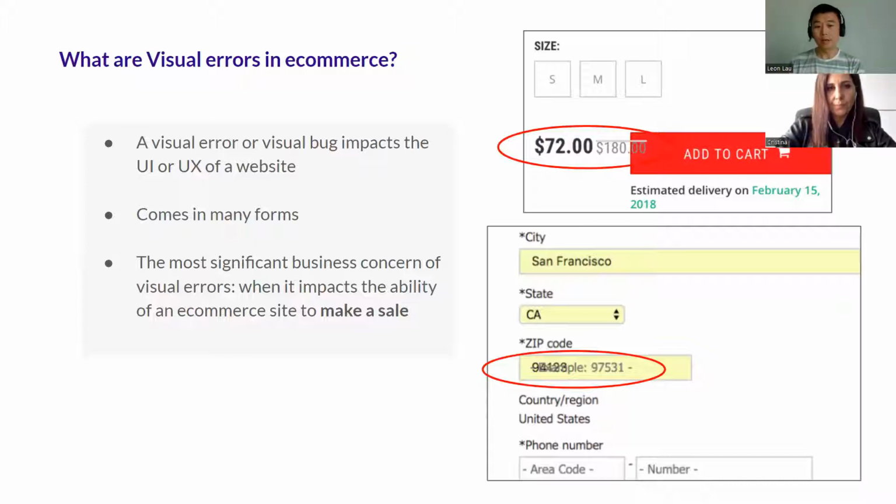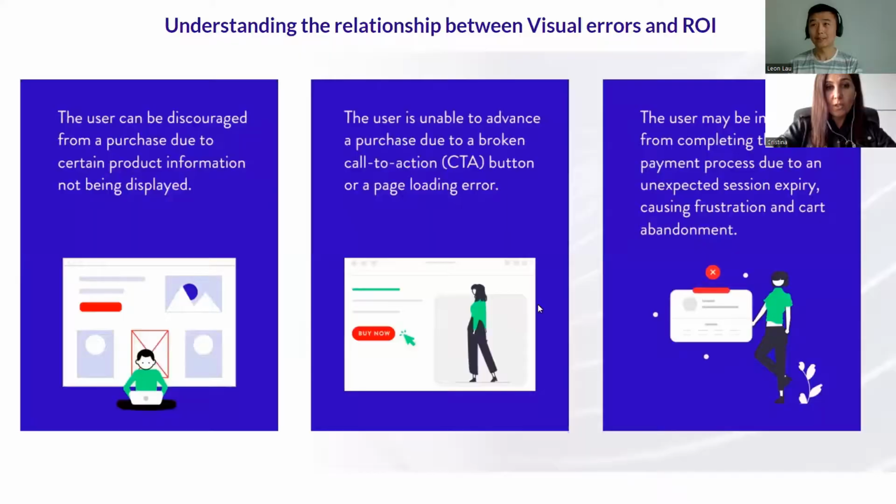So Chris, perhaps you can explain the relationship between visual errors and ROI? Yes, of course. There are a number of ways that visual errors can affect the customer's decision or ability to make a purchase online. We might often see a visual error on a web page causing certain product information not being displayed on the website. When the product information is missing, of course, the user is unable to inform himself about the product and can be discouraged from making the purchase.